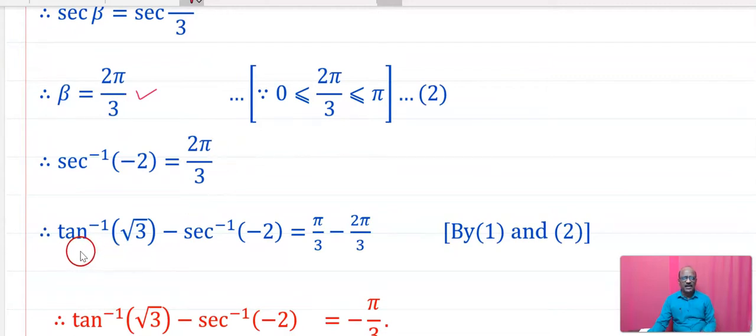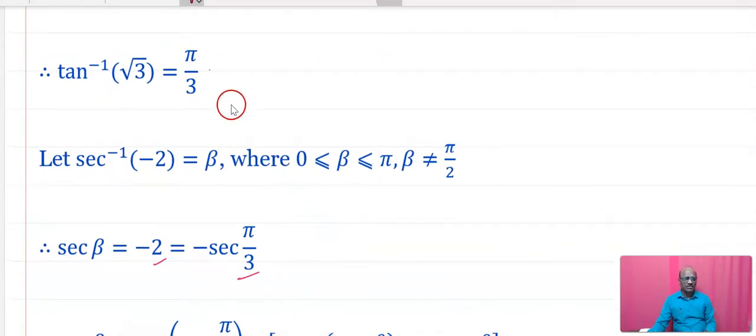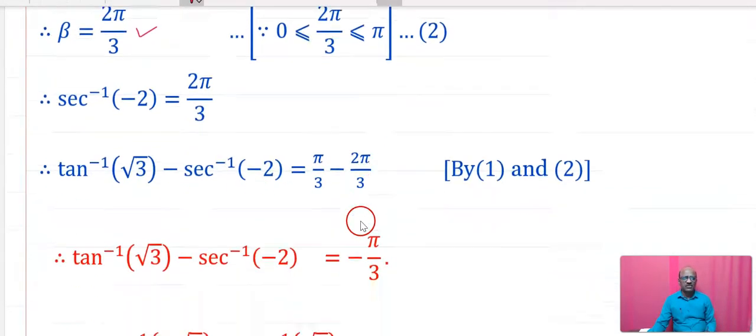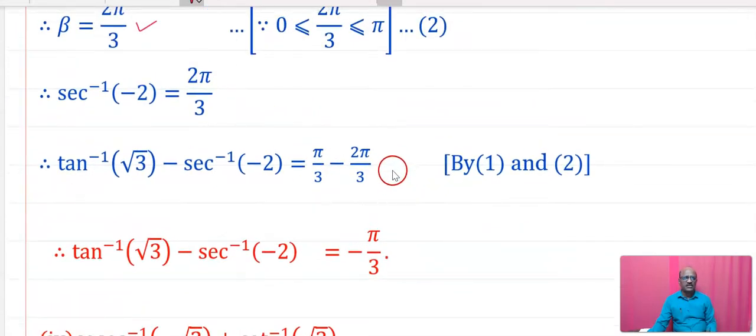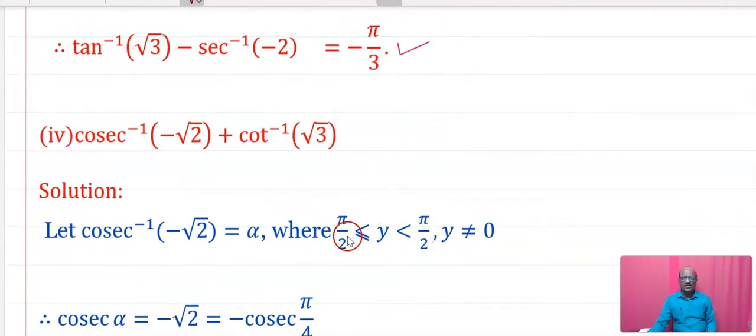And hence tan inverse of root 3 minus sec inverse of minus 2 is equal to the first value of pi by 3 and the next value, that is 2 pi by 3. If we simplify this, then you will get tan inverse of root 3 minus sec inverse of minus 2 is equal to minus pi by 3. And hence the answer.